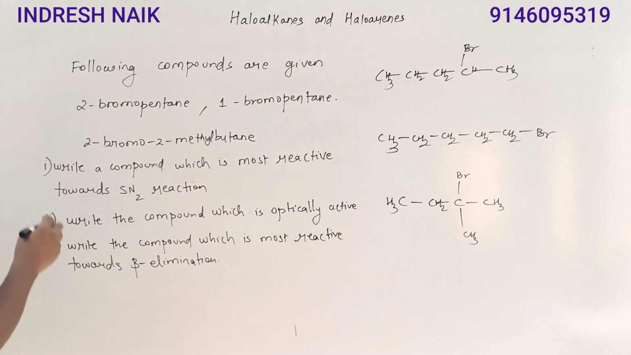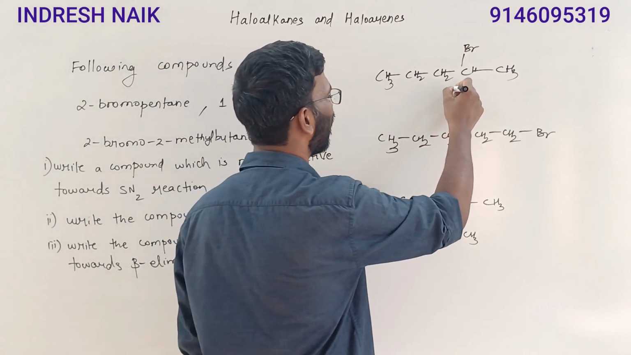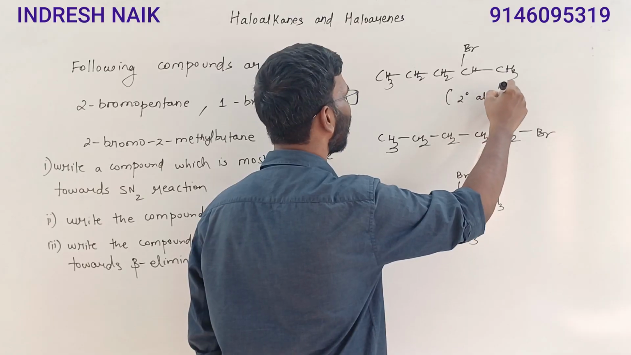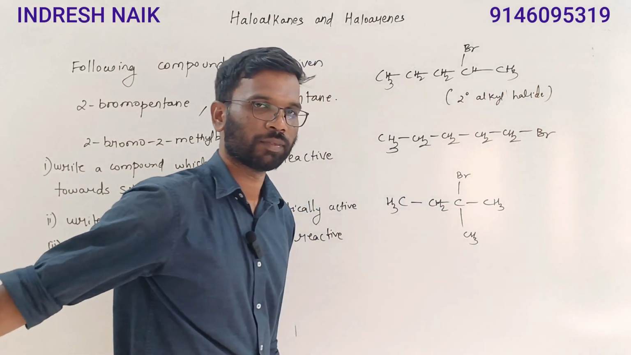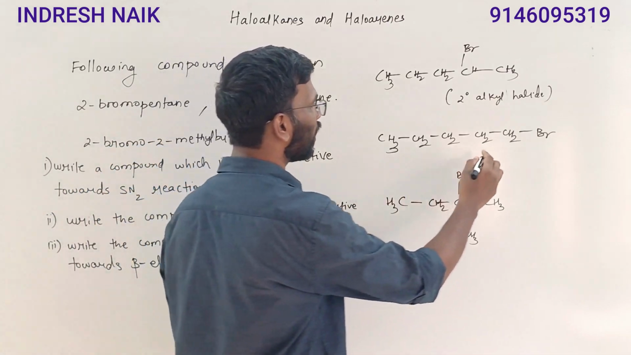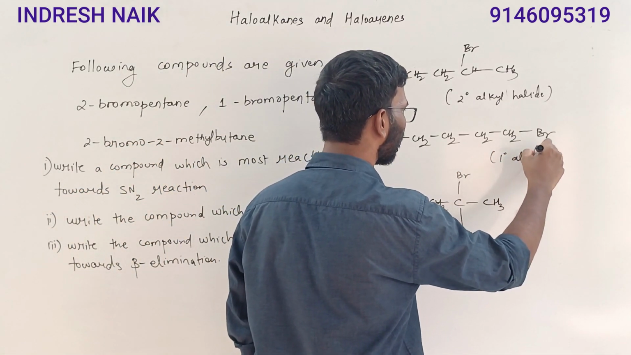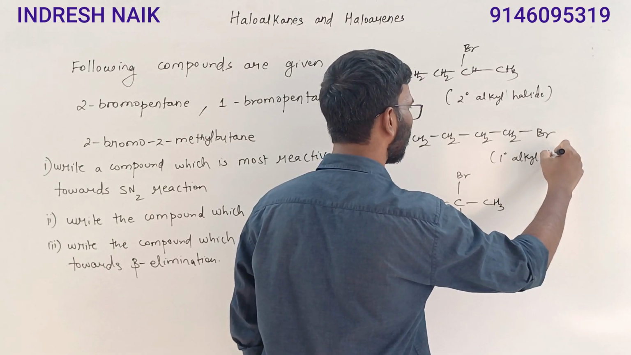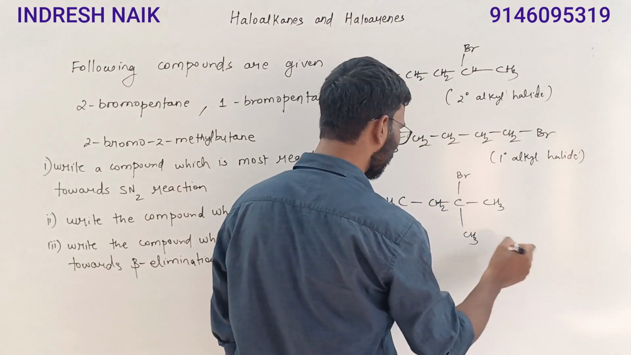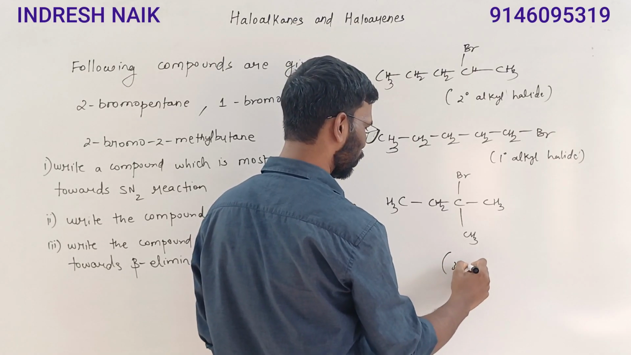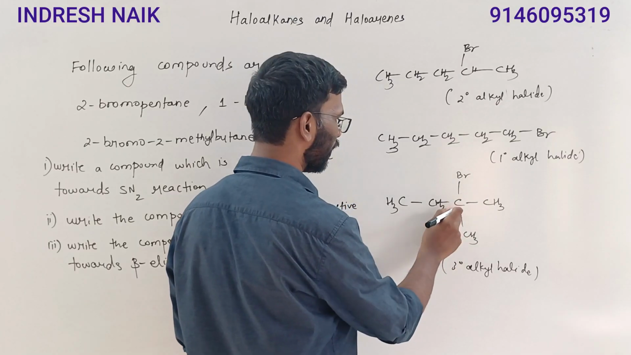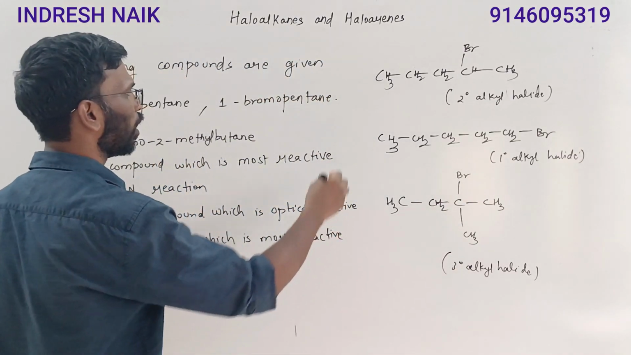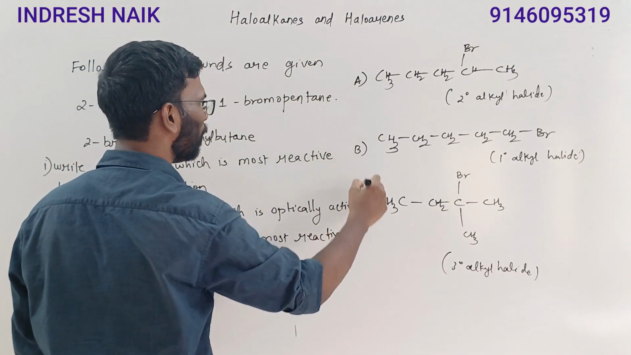Now the question is, first is write the compound which is most reactive towards SN2. Now over here if you see, this alkyl halide is secondary alkyl halide, right? Then this alkyl halide is primary alkyl halide, and this alkyl halide is tertiary alkyl halide. This Br is connected to this carbon, this is further connected to 3 more carbons. I will call this A, this B, and this C.